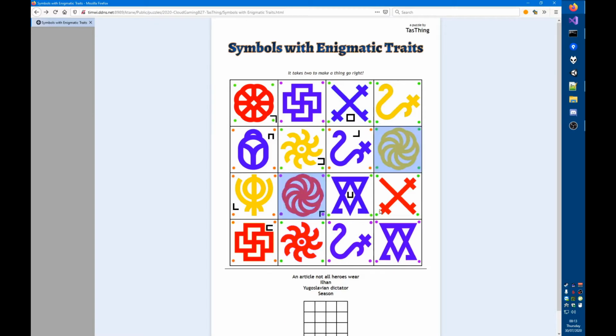You will notice that these two symbols, they're the same symbol, just different colors. Here we have three of the same symbol, two of them in the same color. So the symbol is one of the traits. The color would be another trait. The dots around the symbol, as in the color of the dots around the symbols, could be another trait. And that would give us three traits.